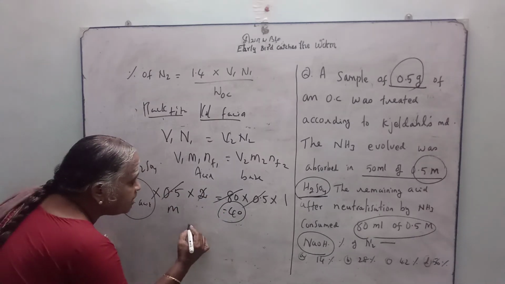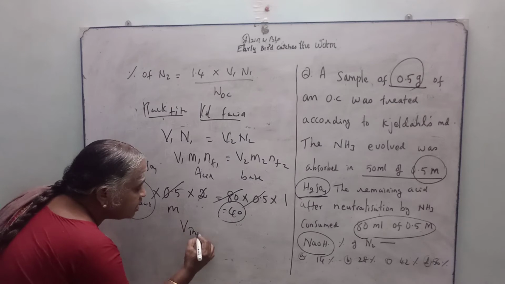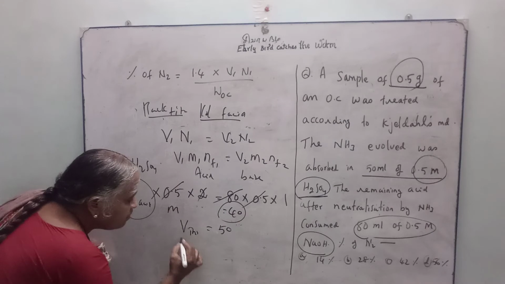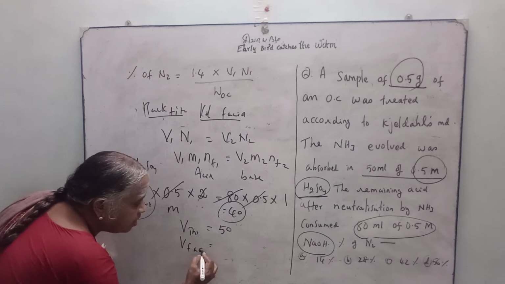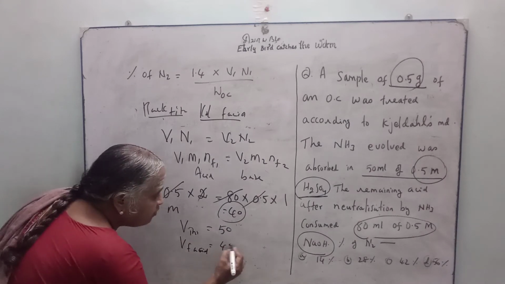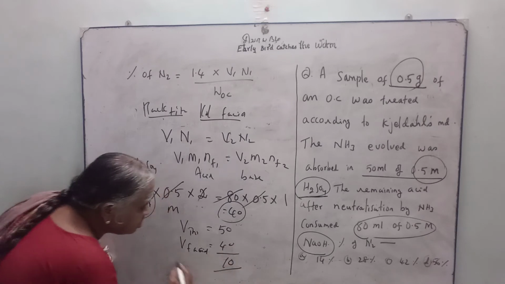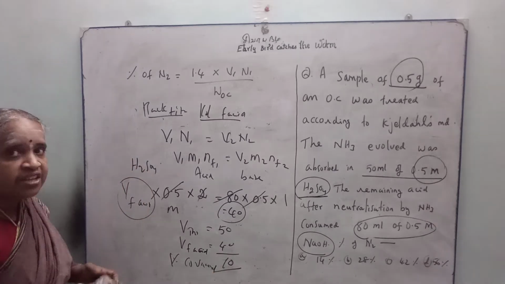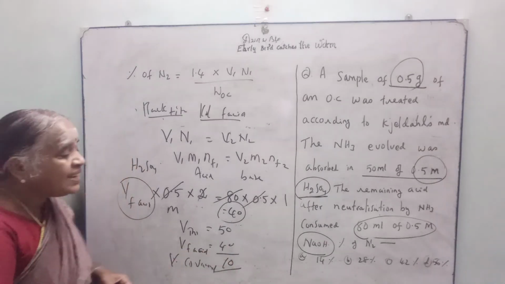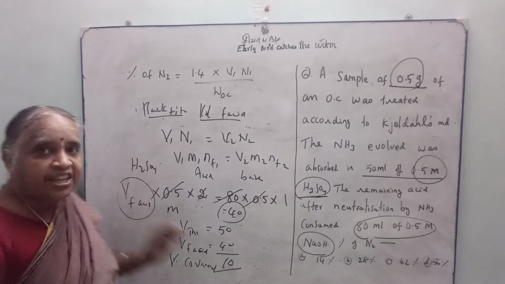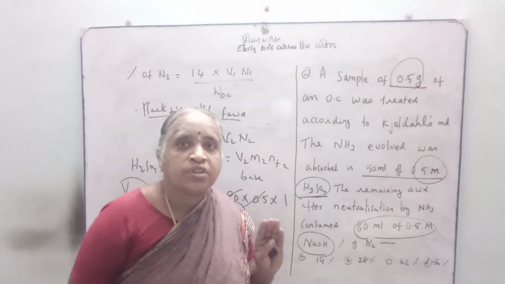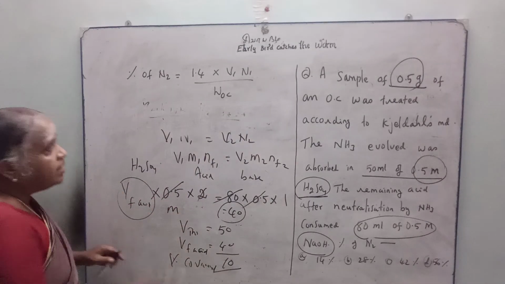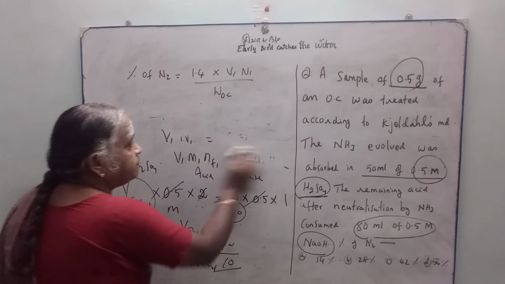What is the volume of the initial acid? The initial volume is 50 ml. The volume of free acid is 40. So what is the difference? This is the volume of acid consumed, that is utilized. The volume of acid utilized is 10 ml. So this is the first stage, to calculate the volume of the acid used.